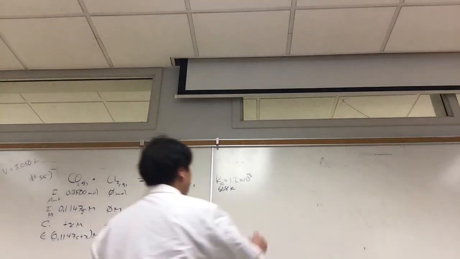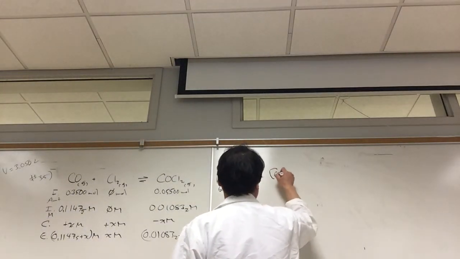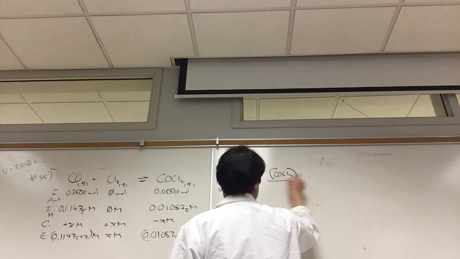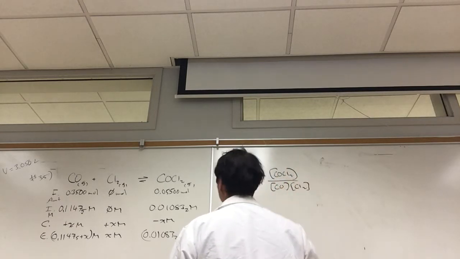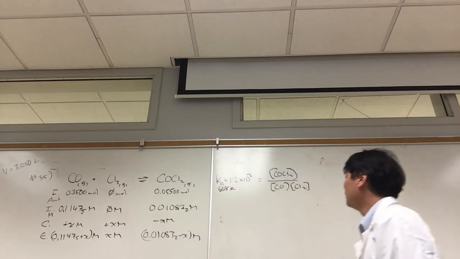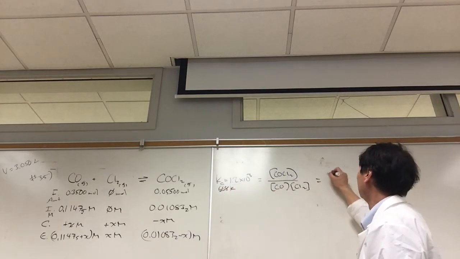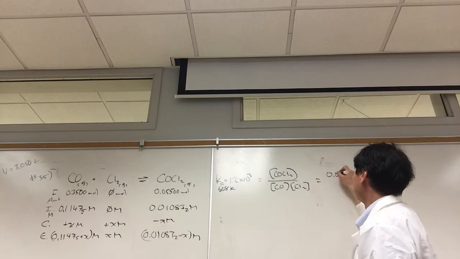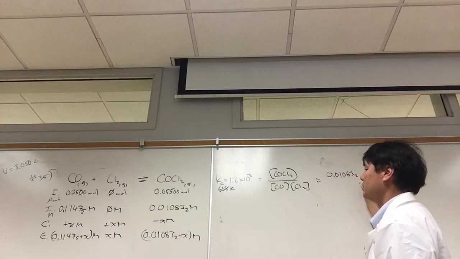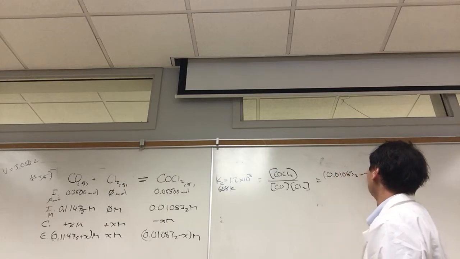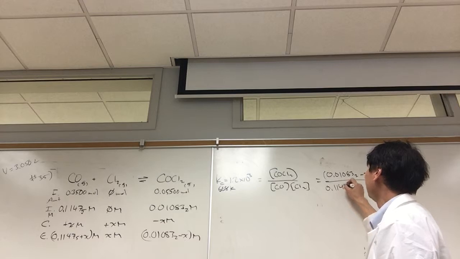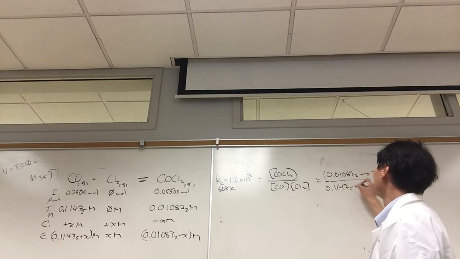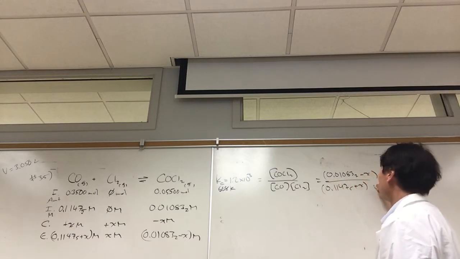Okay, we plug this into the Kc expression, which is just the concentration of COCl2 divided by the CO and Cl2 concentrations. And then we'll just plug in the expressions here: 0.010832 minus x, divided by 0.11475 plus x, times x.